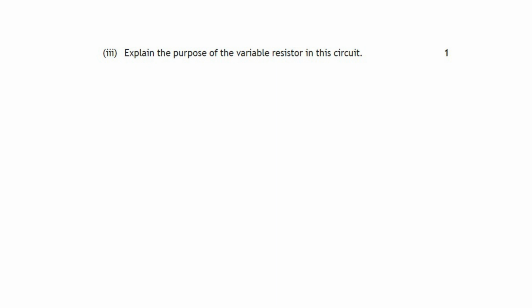Summary sheet part 3. Explain the purpose of the variable resistor in this circuit. Well, this allows us to control the switch on and switch off point.